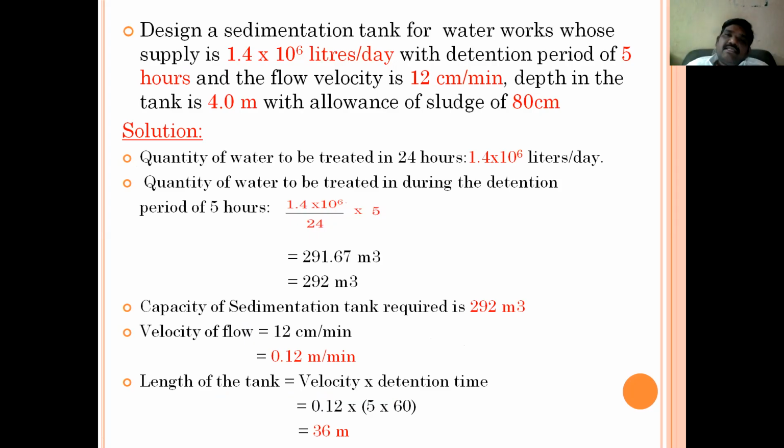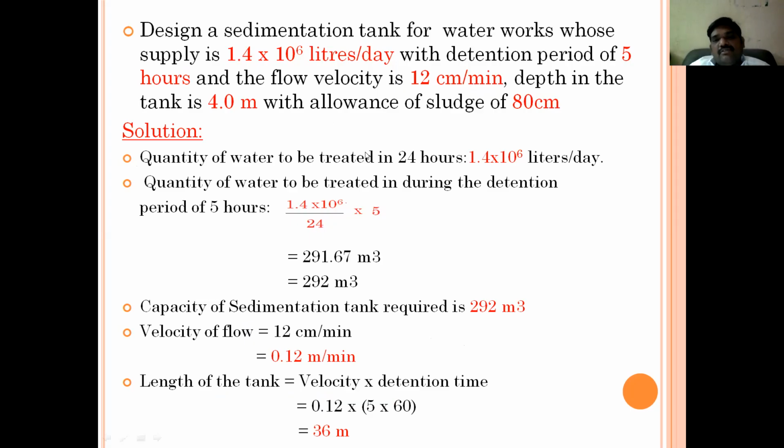Now we'll see. Again, what are the values we have? Simply the quantity of water we have, detention period we have, flow velocity we have, depth already given, and sludge allowance is 80 centimeters. Now we'll see one after one.